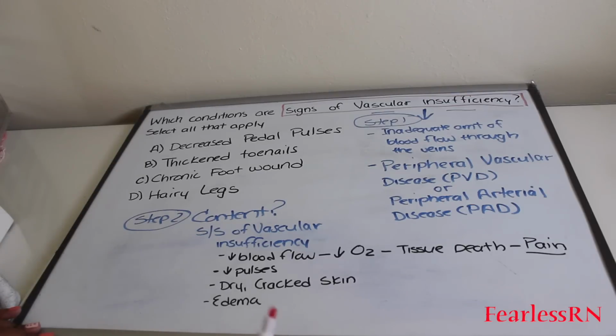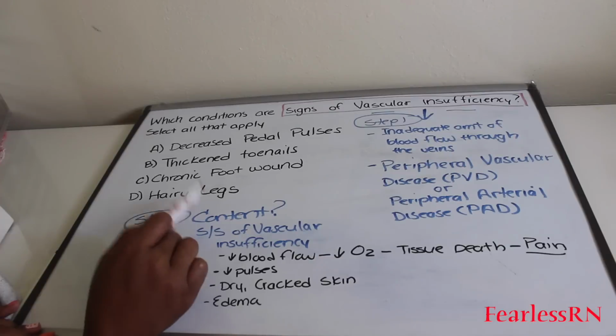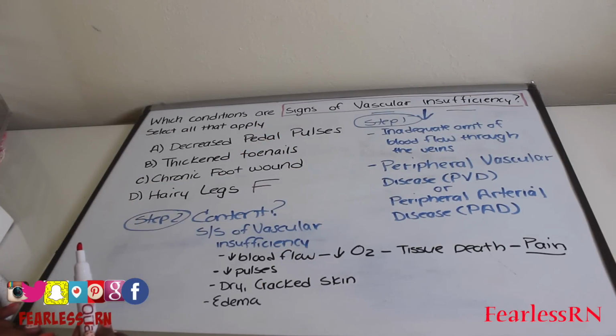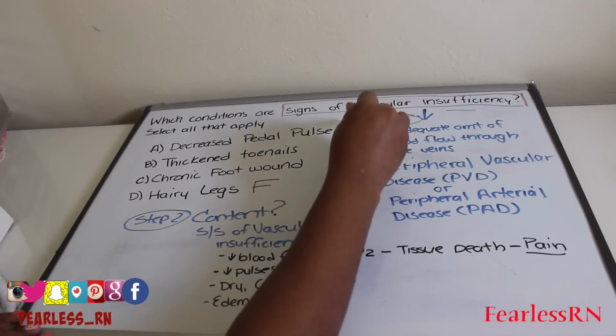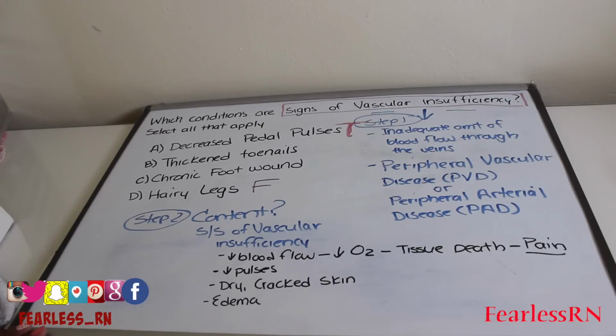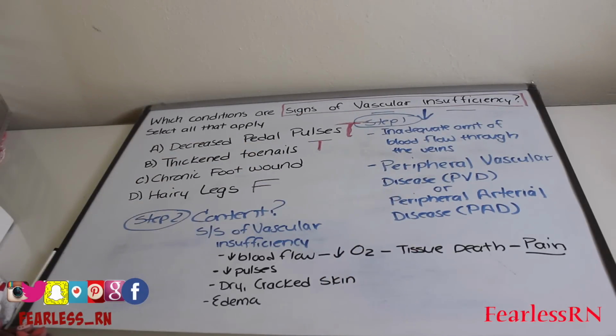If we know that signs and symptoms of vascular insufficiency are dry, cracked skin, decreased pulses, decreased oxygenation, then would your patient have hairy legs? False. So right there and then, that is off. Now I'm going to go back to my answer choices and read it again. Decreased pedal pulses, true or false? True. Thickened toenails. I think that is true because there's no oxygen, so it thickens up the nail beds. So that's true. And then chronic foot wounds.